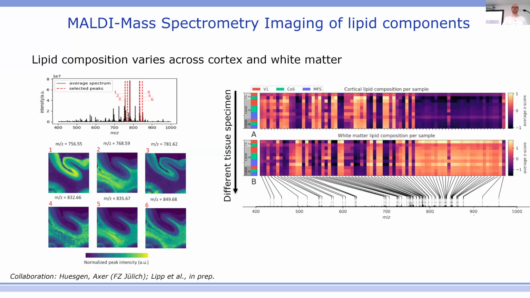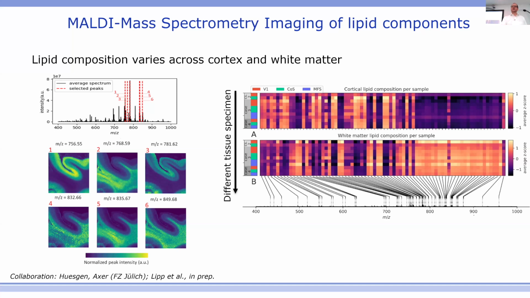And you can see, for example, here on the right side quite nicely for different samples, comparing the cortical lipid profile on the top with the white matter one, that they look different. For example, you have the lighter ones in the cortex, and the heavier ones in the white matter. So you already see there are differences between cortex and white matter.